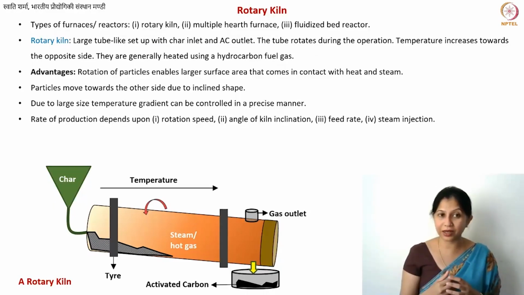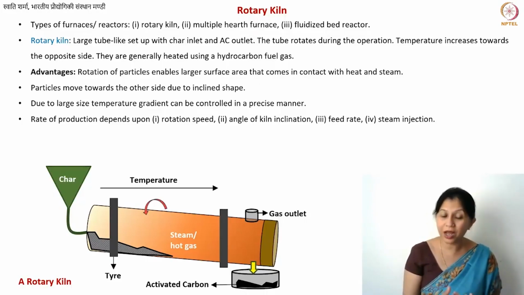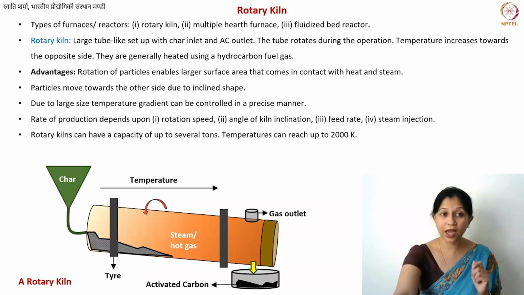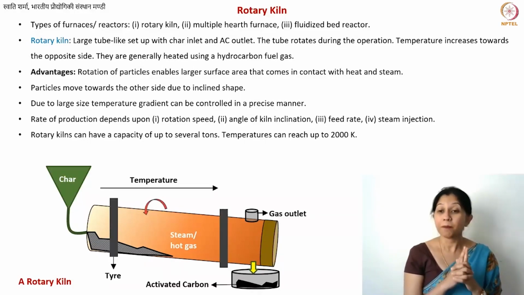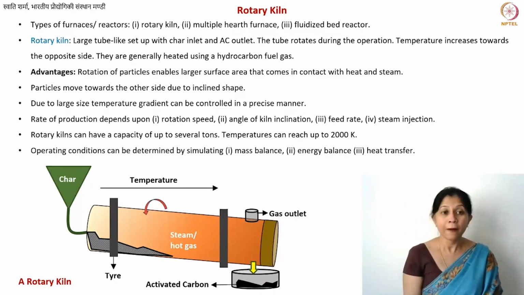That will determine the production speed, and of course also other factors such as the steam injection, because that would determine the residence time. Sometimes you want to increase the residence time, sometimes you want to decrease, depending upon what kind of steam, is it superheated steam, for how long, and also it depends on the particle size and so on. So all of these things will determine the rate of your production. As I mentioned already, these furnaces have several tons capacity. Sometimes in certain cases you may also use high temperature rotary kilns, so the temperatures can go up to 2000 Kelvin in some cases.